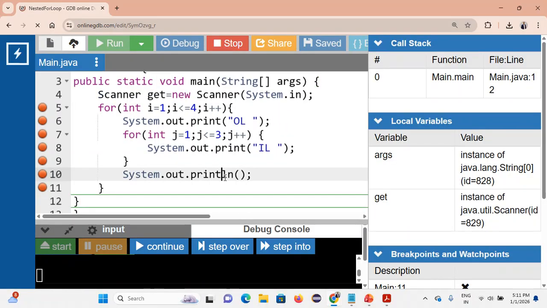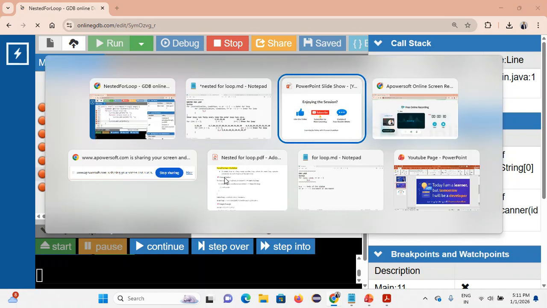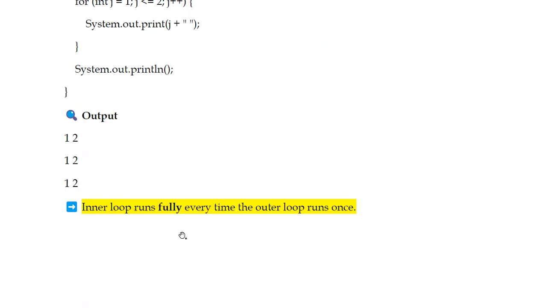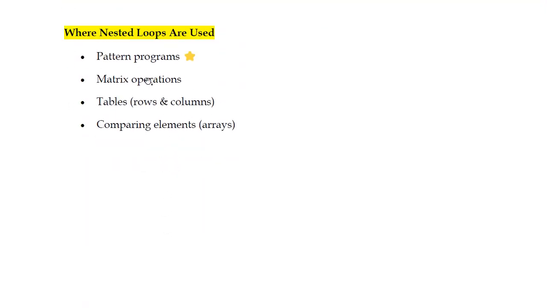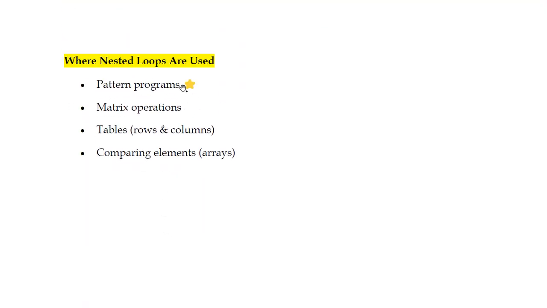I hope you are clear with this explanation. You may have the question, where are we applying this in real time? So these are the real time examples where we are applying this nested for loop in pattern programs. Actually, our playlist motto is we are going to discuss the pattern programs. So we are not directly jumping into the pattern programs. First, initially, we are setting the strong foundation about basic for loop and then nested for loop.